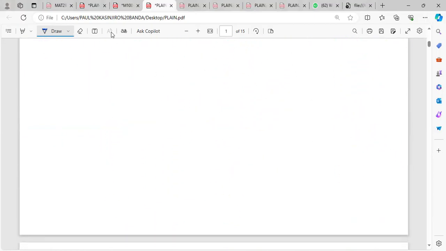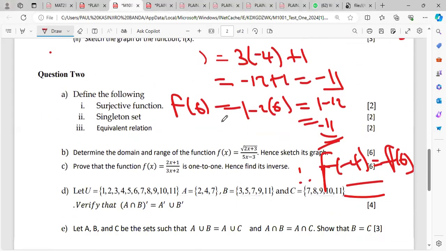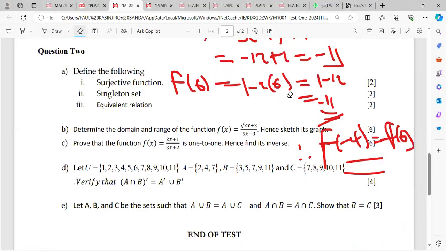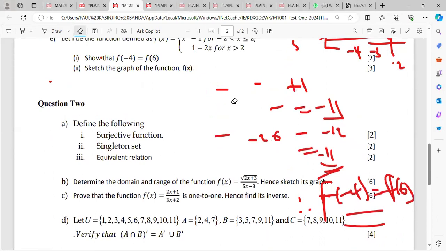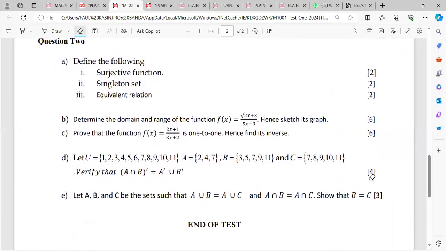What's the next question now? Question 2, they're saying define. You can see that the definitions are needed, right? They're definitely going to pop up. They're going to be there in your exam. Two or one definitions, they're going to be there, so you just have to know some definitions. Even for the polynomials, they like doing those two definitions. So question 2, they're saying define surjective function, a singleton set, and an equivalence relation.